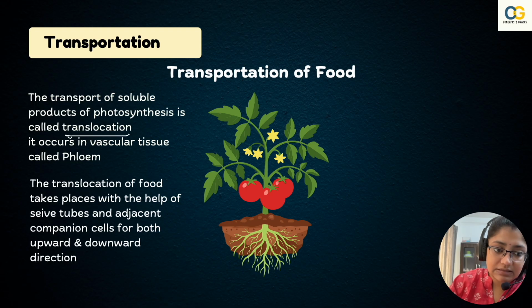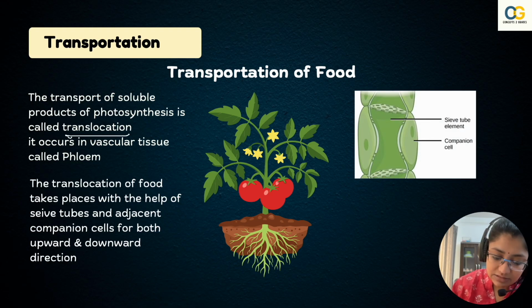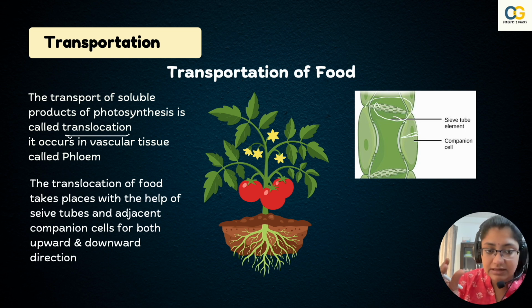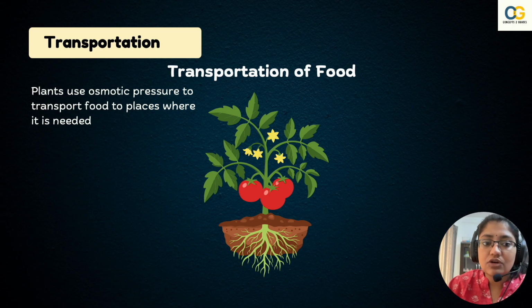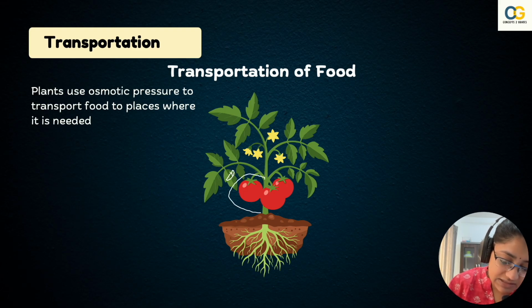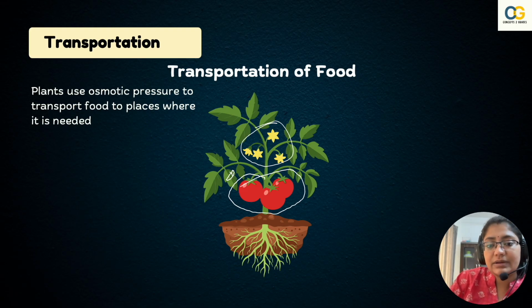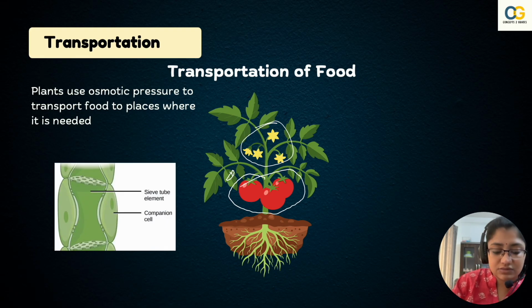This happens with the help of sieve tubes and companion cells. Inside the phloem there are sieve tubes and companion cells which contract and release to help open the upward and downward direction of food. They use osmotic pressure to transport food where it is needed. So you create an osmotic pressure. Let's say in spring season you need more food near the fruits and flowers. So it creates a pressure over there which transports this using the sieve tube to that particular site.